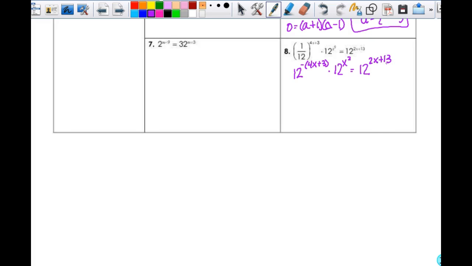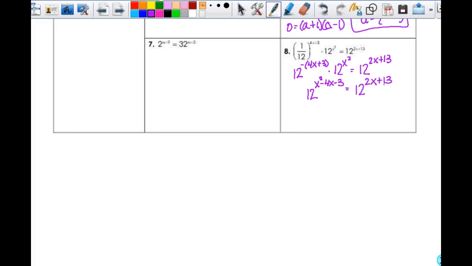So now, can I take that out of the exponents right now? No, because I don't have a single base, a single one on either side. So over here, I need to still combine those, so the base will be 12. And I'm going to add these exponents. So as I do that, I'll just go ahead and distribute that as well. So x squared would come first, minus 4x minus 3 equals 12 to the 2x plus 13 power. Okay, everybody?